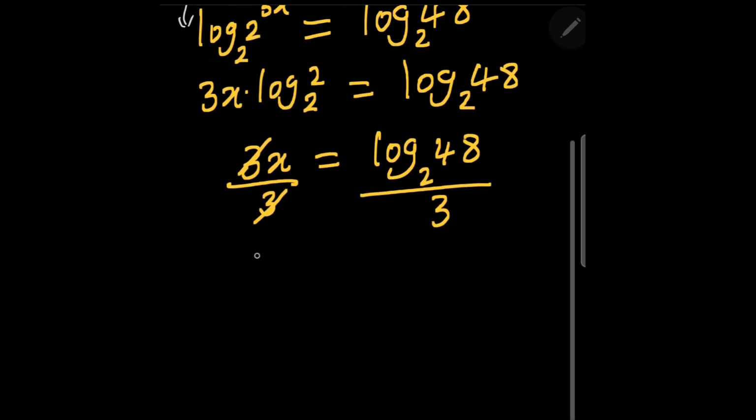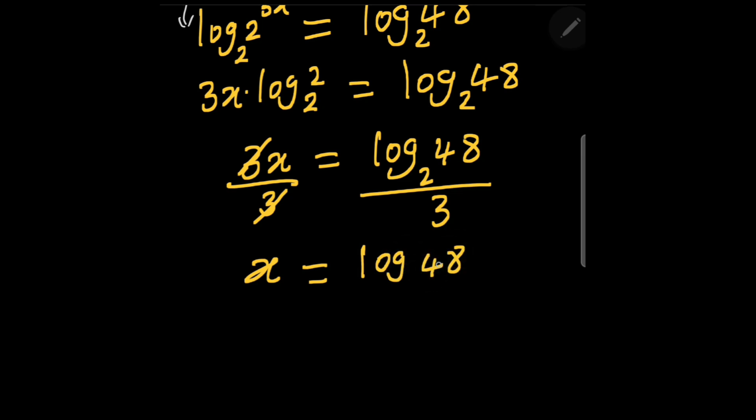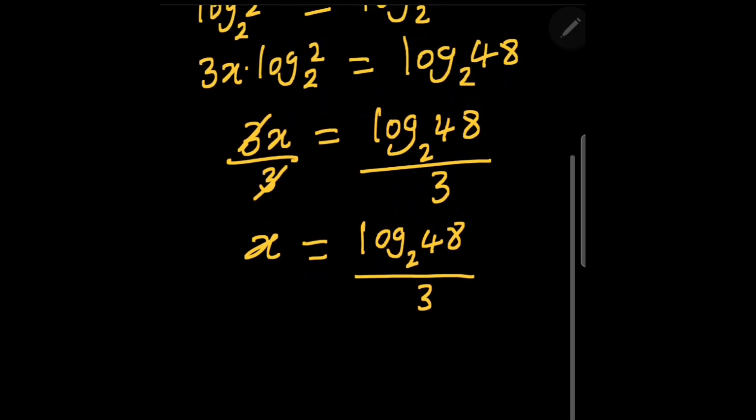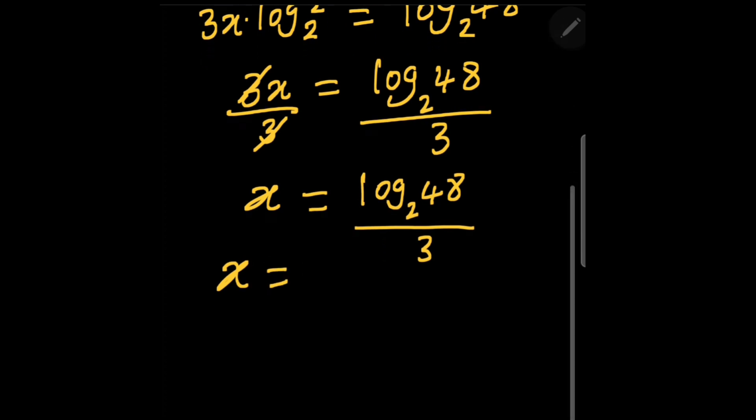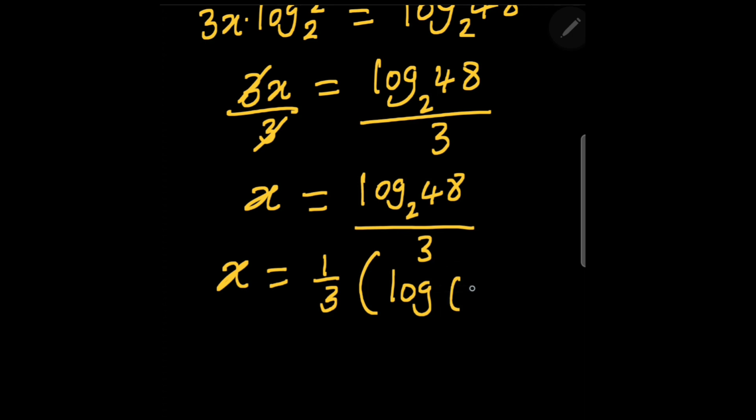On the left hand side, we are left with only x, which is equal to log of 48 to the base of 2, all over 3. Now we have x equal to log 48 to the base of 2 over 3. But we're not going to stop here. We need to simplify the right hand side into its lowest form. So when we simplify further, we have x equal to, this denominator 3 here, we're going to factor it out. It's going to be 1 over 3, then we open bracket. Then log of 48 is the same as 16 multiplied by 3. So we can break 48 as 16 multiplied by 3, all to the base of 2.